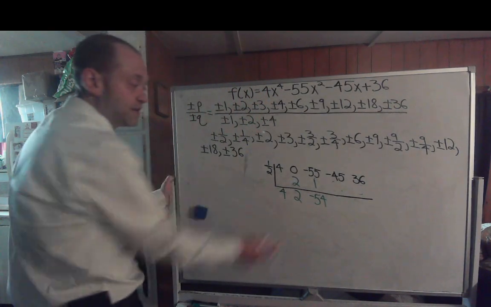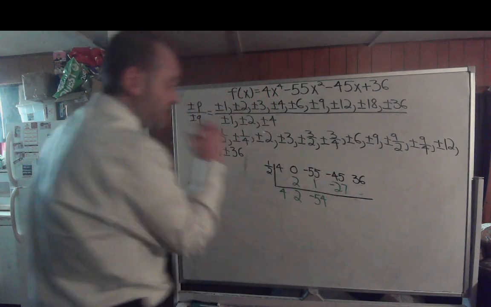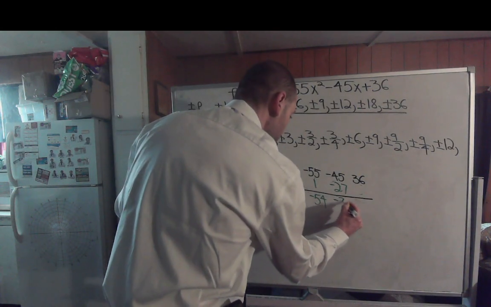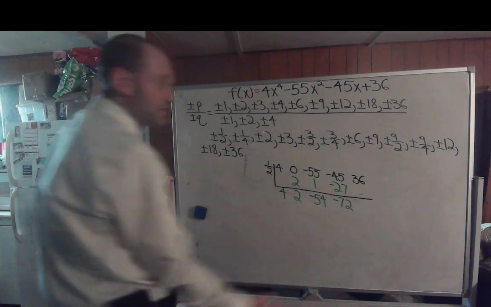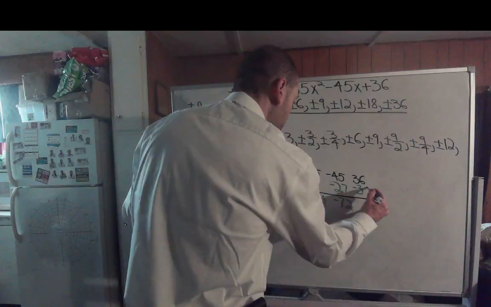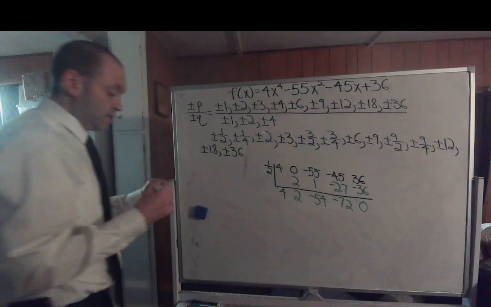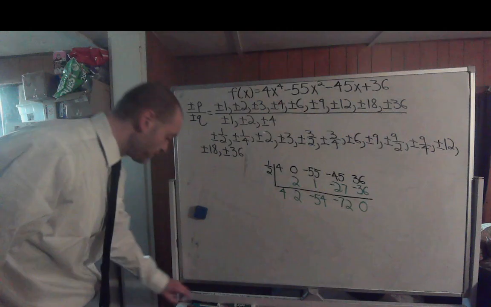Half of negative 54 is negative 27. Negative 45 plus negative 27 is negative 72. Uh-oh, what happens? Half of negative 72 is negative 36. Well, 36 minus 36 is 0. So actually, we found our factor. We totally found our factor.